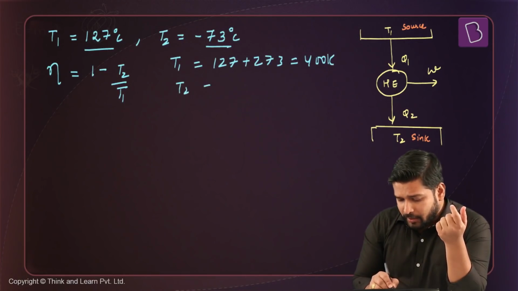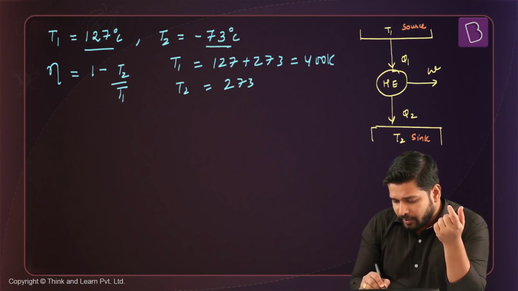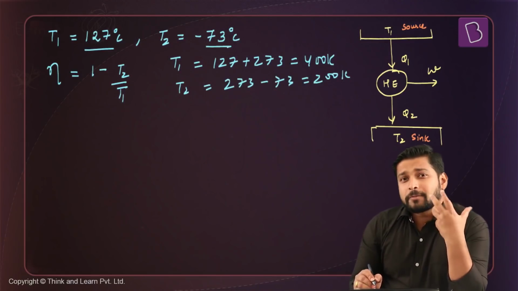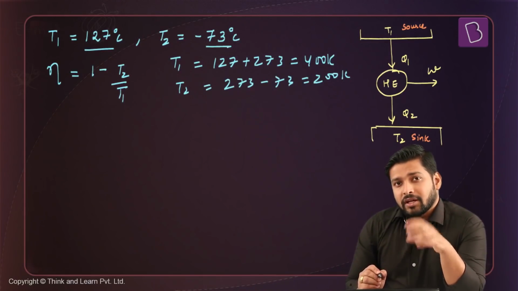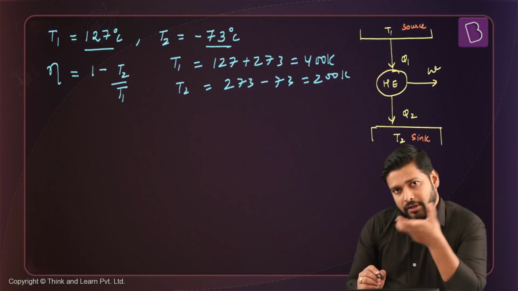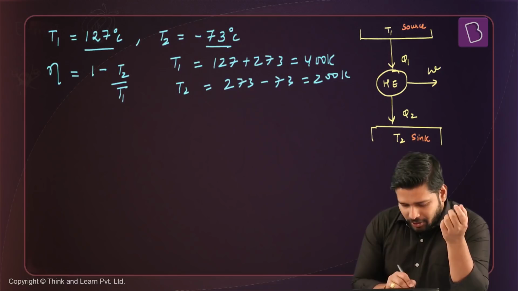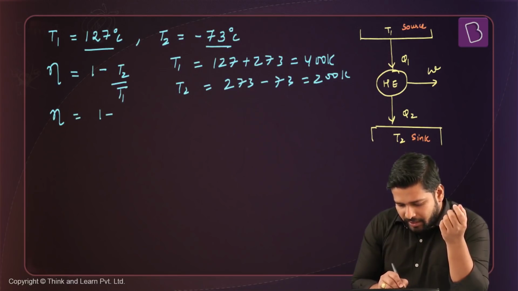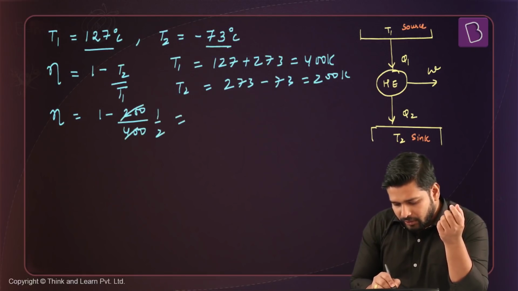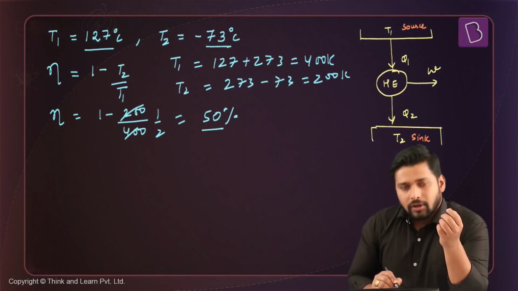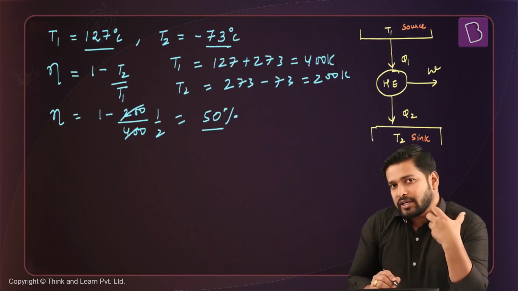And T2 will be equal to 273 minus 73, that's equal to 200 Kelvin. Now since I've expressed both these temperatures in Kelvin scale, now I can easily substitute it back into the equation of efficiency, and then I'll go forward to calculate the efficiency. So efficiency is equal to 1 minus T2 is 200 and T1 is 400, that's 1 by 2, which is 1 minus 1 by 2 is 0.5, that's equal to 50%, right? So eta in this case, we got it as 50%.